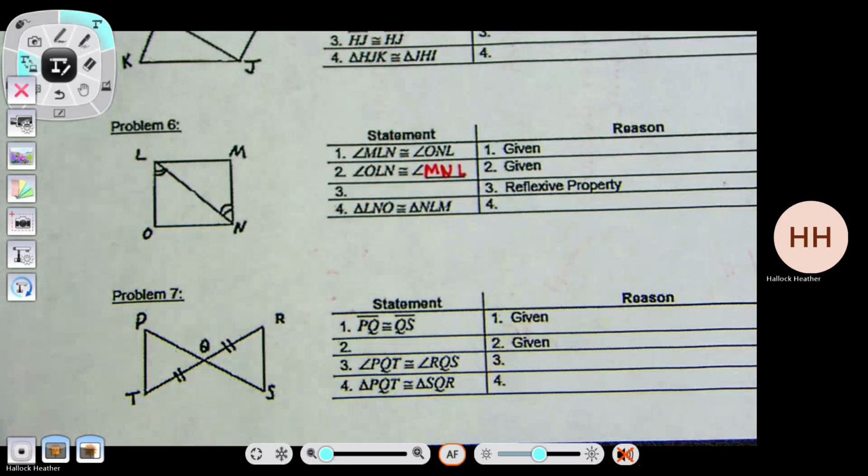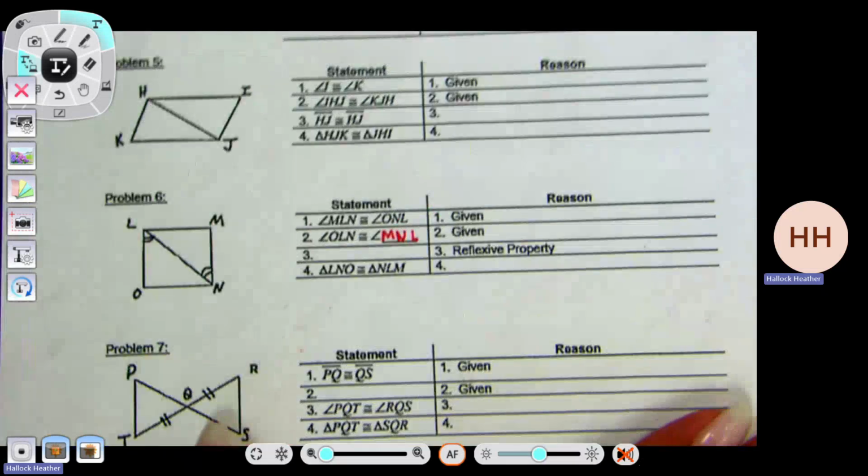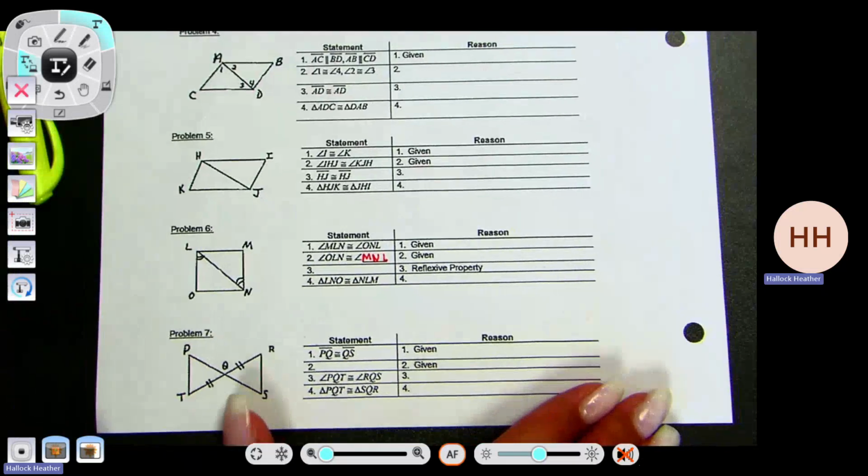We bring it up here, Chris. So work on your 4 problems. You're going to take a picture of your 4 problems and put it online.